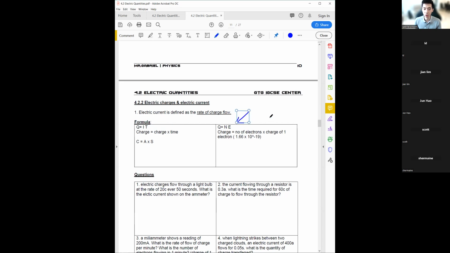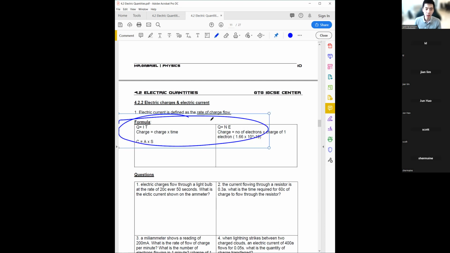Then the second formula, which is actually a bit weird, it's not really in your syllabus, but it's something that you should know, guys. Q equals NE. The N is basically the number of electrons that flow in the circuit, guys. And E is basically the representation of one single electron charge, guys. It is said that one single electron charge is 1.66 times 10 to the power of negative 19 coulombs, guys. So let's say, for example, 3 electrons flow in the wire and each charge is this amount, then obviously 3 times this will give you the charge that is flowing in the wire itself, guys.